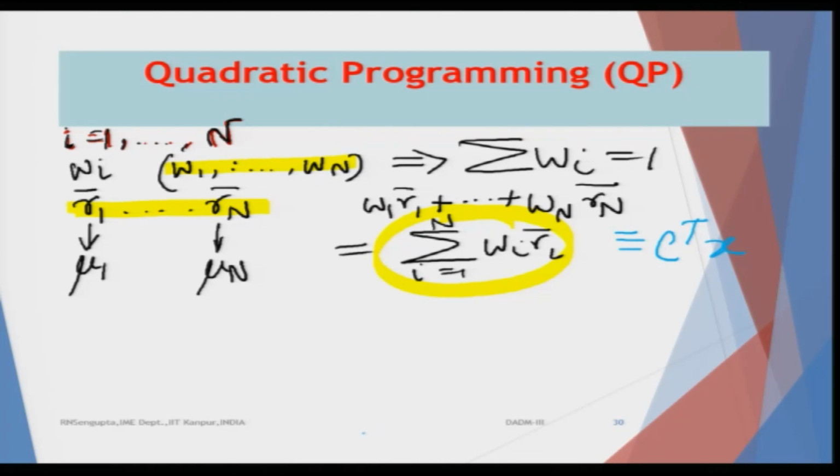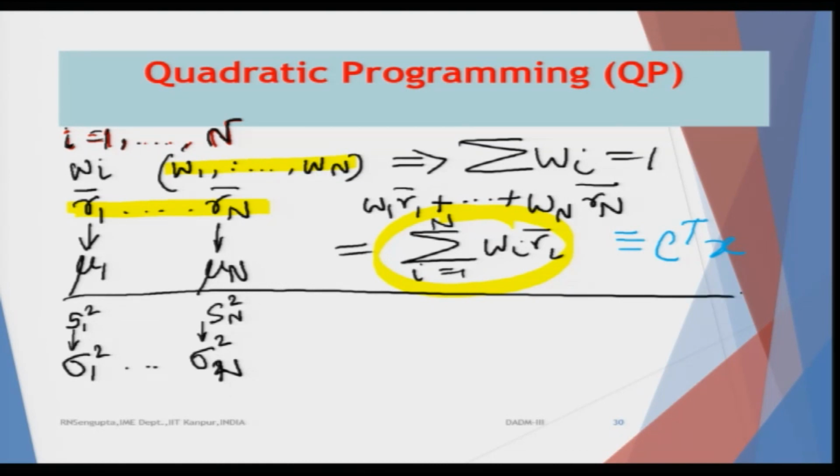Now, when I come to the quadratic part, I have the variances. I am not only talking about the variances, but also the covariances. Their best estimate would be S1 squared till Sn squared. And the variance covariance matrix is also there. So, it will be like this.